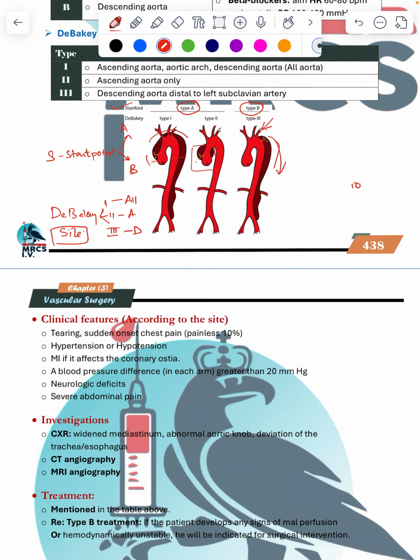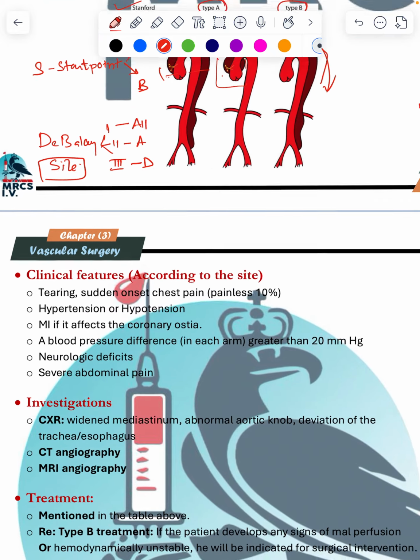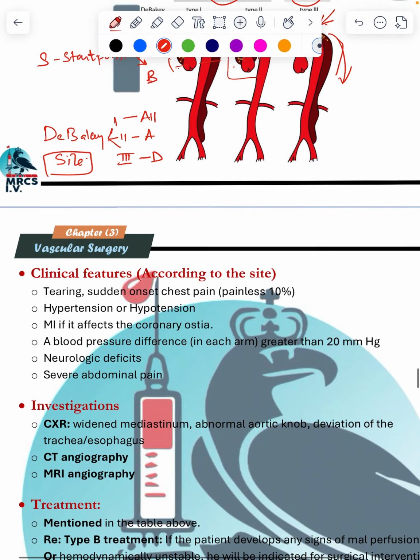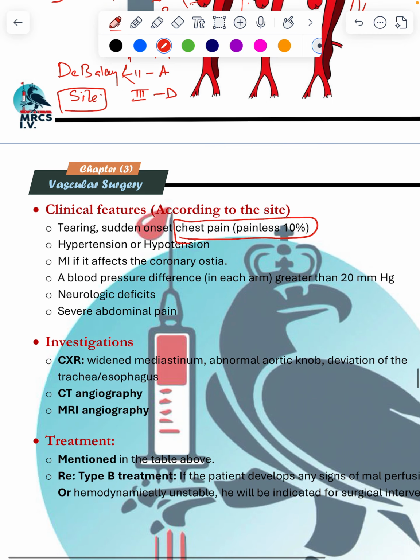Now what are the clinical features? If you see the clinical features, what happens? There is sudden tearing chest pain. The person has severe chest pain. 10% is painless. Hypertension has to be there. Myocardial infarction if the coronary ostia are involved.